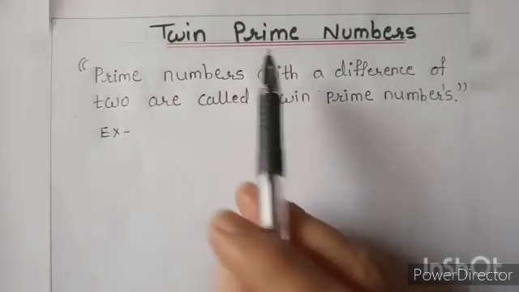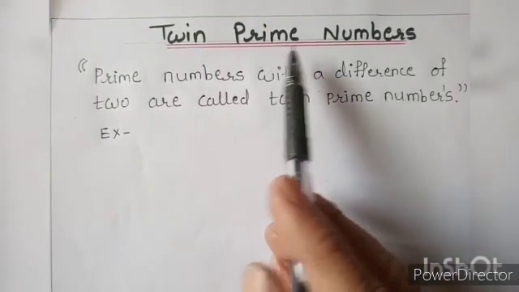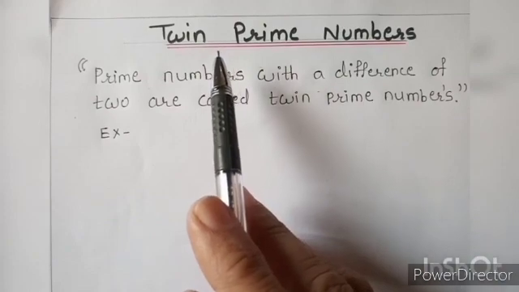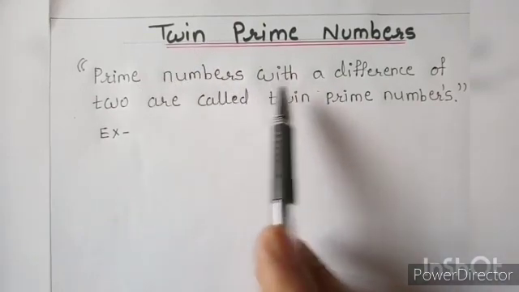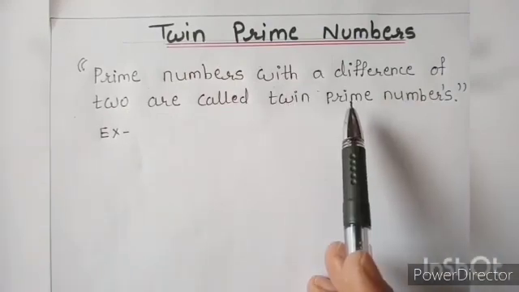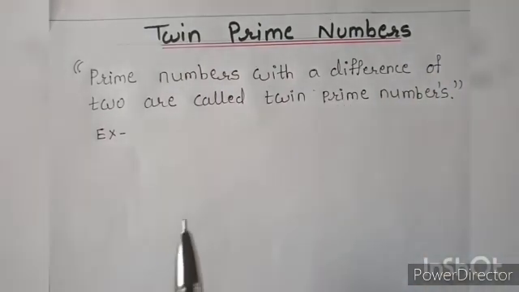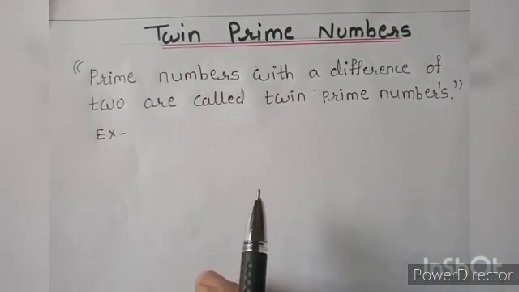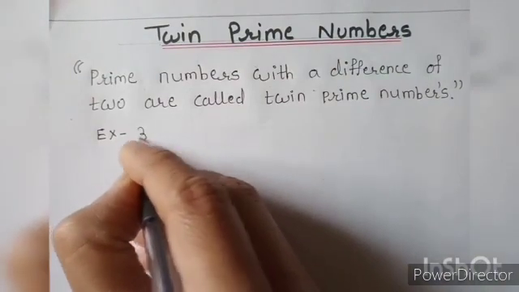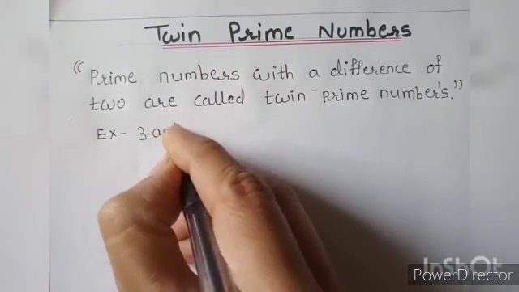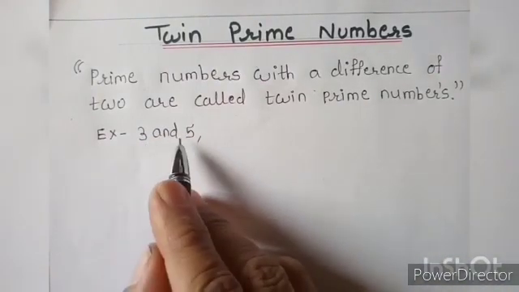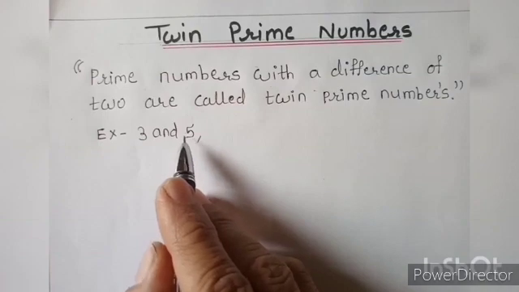Now we will learn about twin prime numbers. You know about prime numbers. Now what is meant by twin prime numbers? Let us see the definition. Prime numbers with a difference of 2 are called twin prime numbers. It means that there is a difference of 2 in between two prime numbers. For example, 3 and 5. Both are prime numbers. These numbers have a difference of 2.